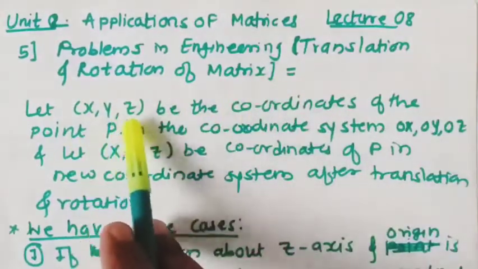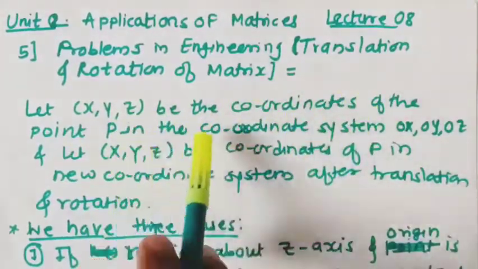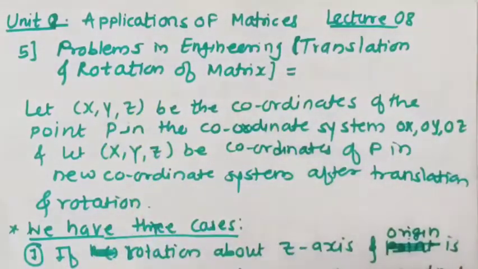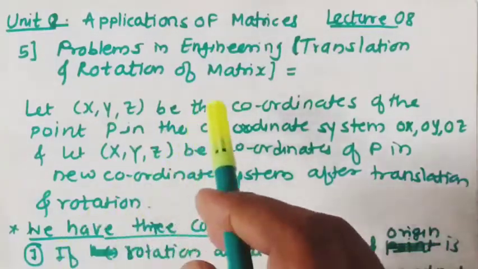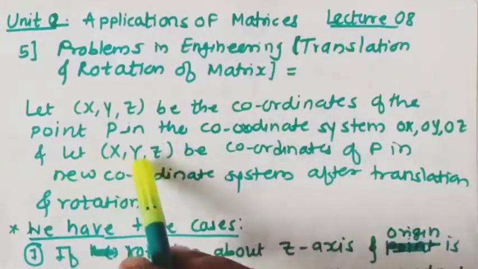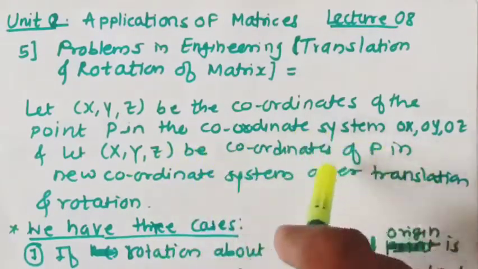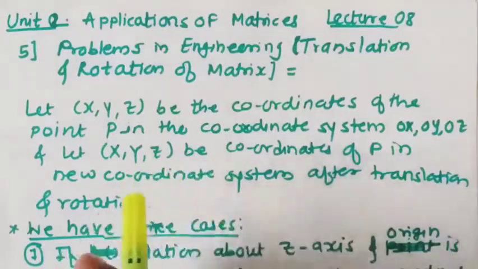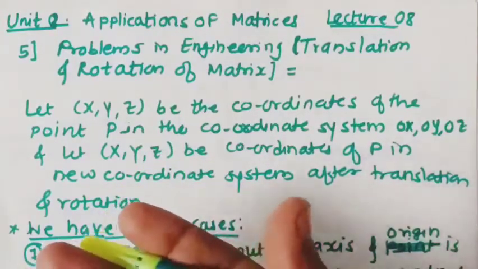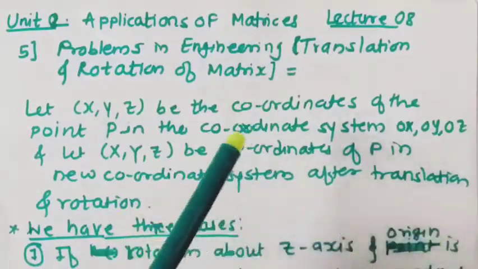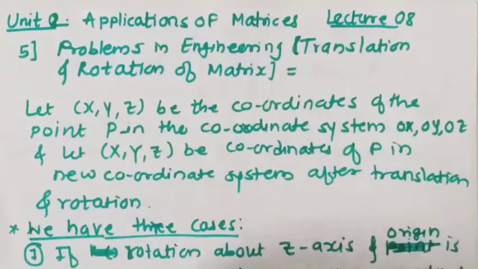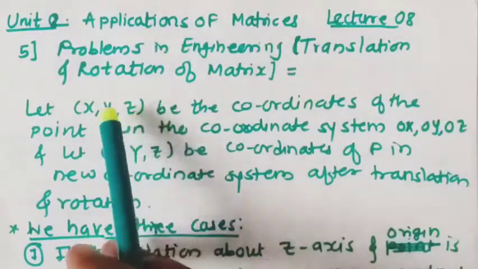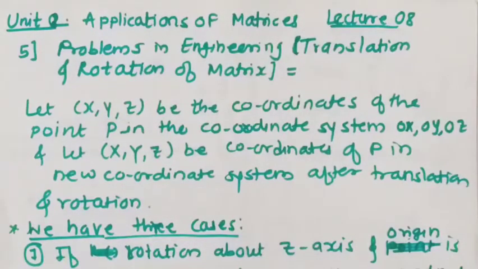Let small x, y, z be the coordinates of the point P in the coordinate system Ox, Oy, Oz. In three-dimensional space, we have considered one point as x, y, z. And let capital X, capital Y, capital Z be the new coordinates of the point P in the new coordinate system after translation and rotation. So when we do the translation, meaning shift of origin, when you change the origin of your coordinate system, and if you do some rotation of the coordinate axes, then the position of the point small x, y, z will change to capital X, Y, Z.